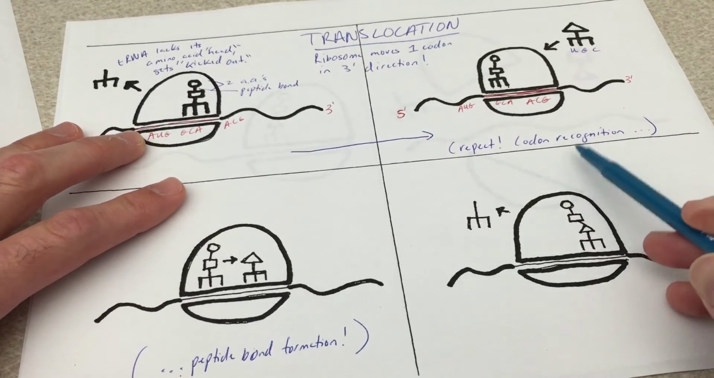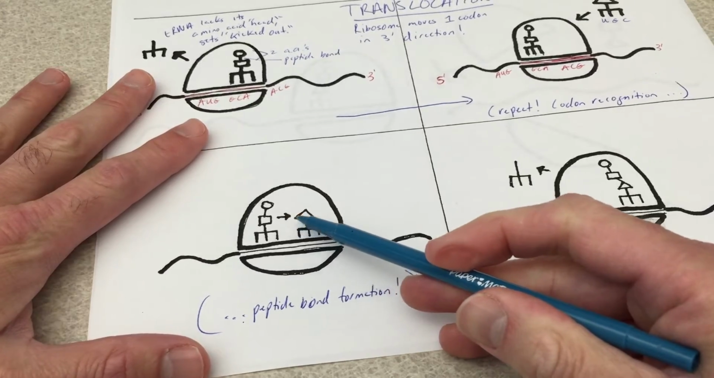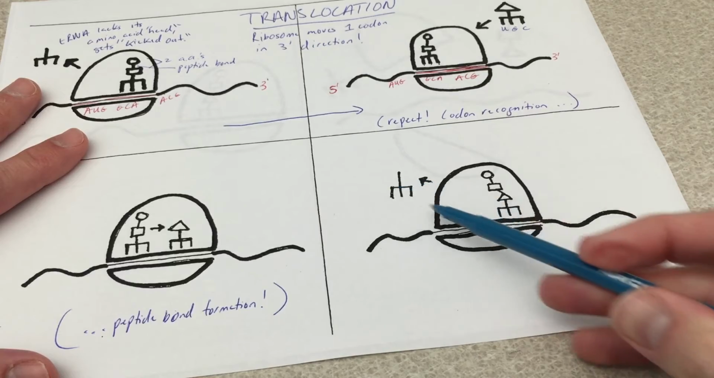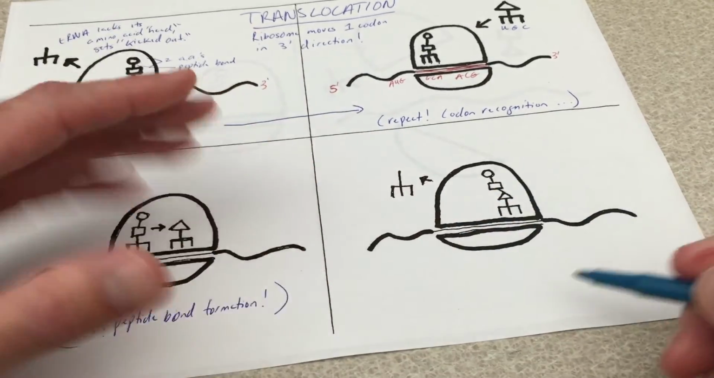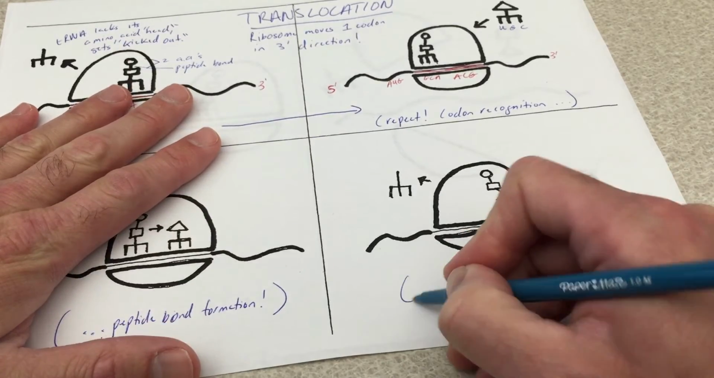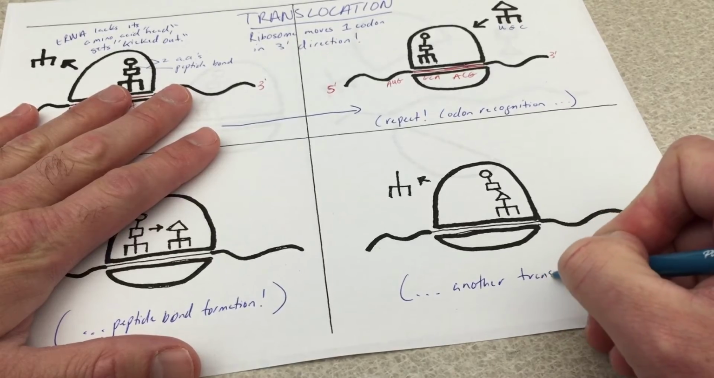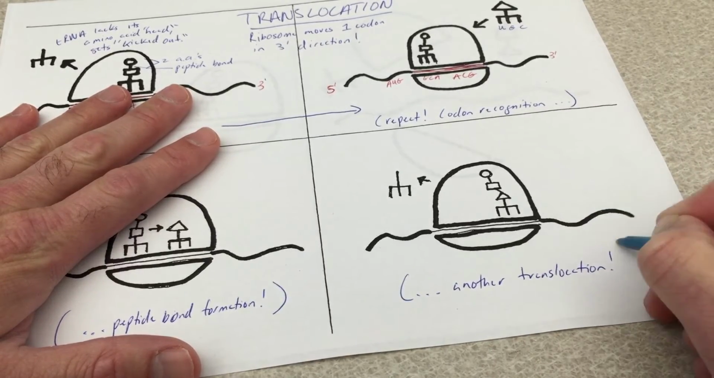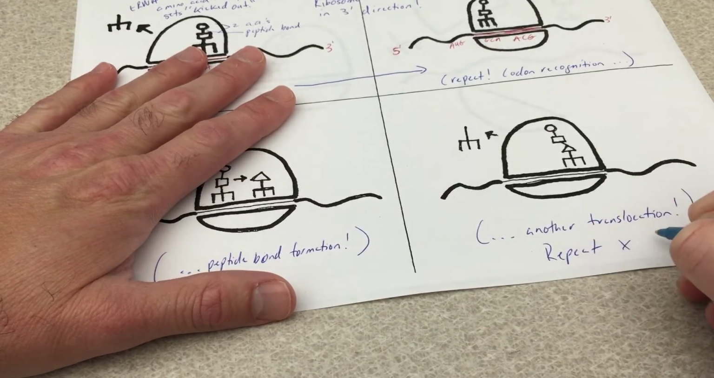All right, so codon recognition, peptide bond formation. What happens to this tRNA? It loses its head, it gets kicked out of the ribosome. And then what do we do next? We repeat. So go on to another translocation. And then you repeat this process X number of times.